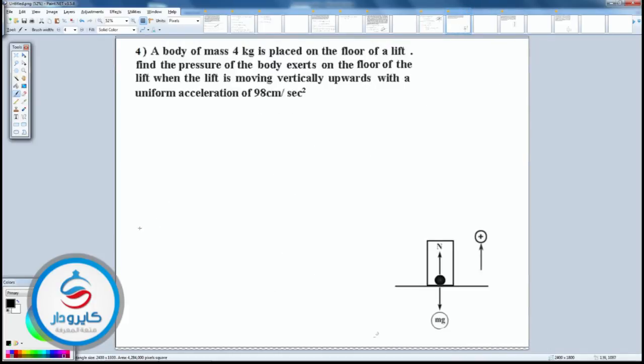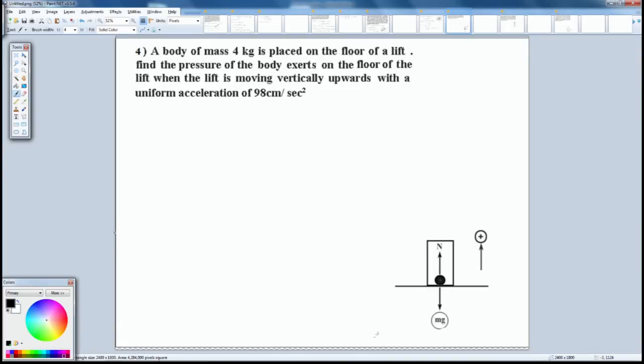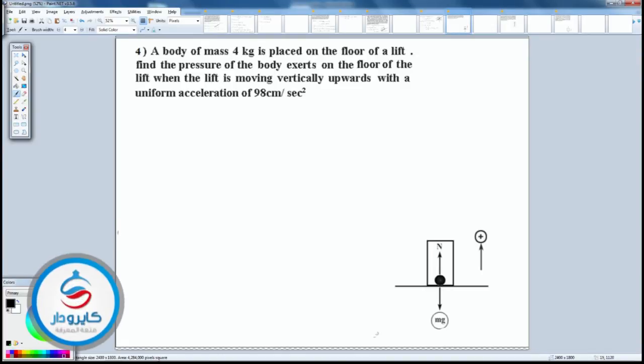Question number 4. A body of mass 4 kilogram is placed on the floor of a lift. Find the pressure the body exerts on the floor of the lift when the lift is moving vertically upwards with uniform acceleration of 98 centimeters per second squared. Solution.